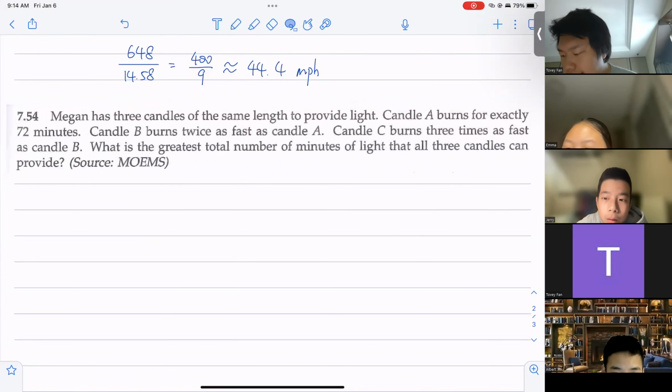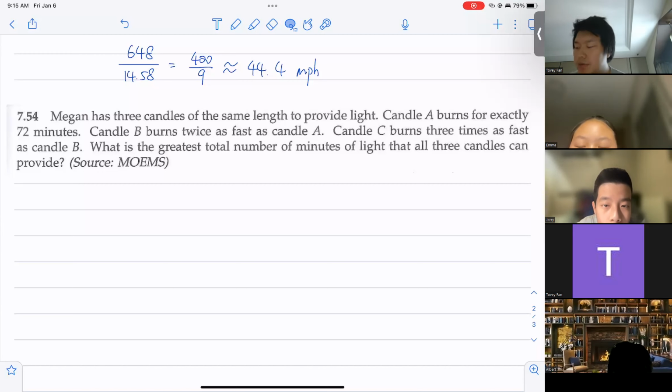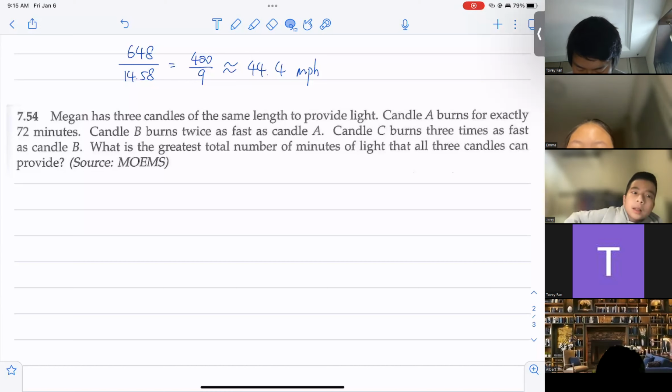Megan has 3 candles of the same length to provide light. Candle A burns for exactly 72 minutes. Candle B burns twice as fast as candle A, and candle C burns 3 times as fast as candle B. What is the greatest total number of minutes of light that all 3 candles can provide? So Jerry, do you understand the question? Okay. So what do you think?